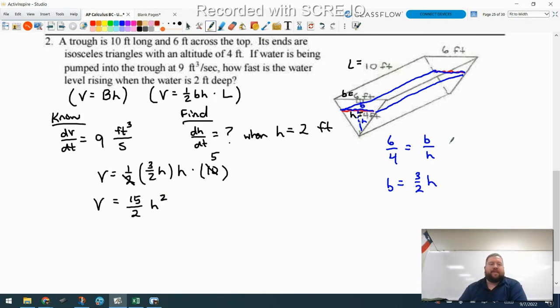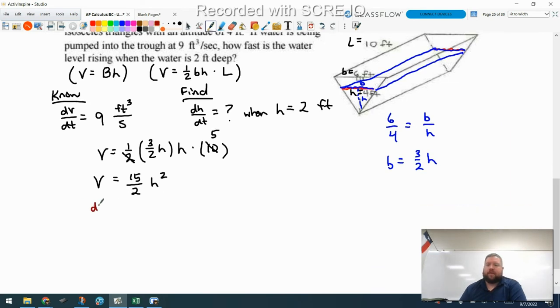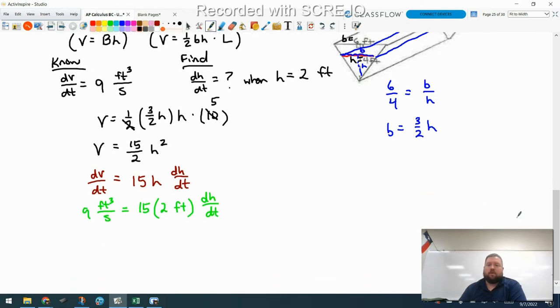All right, now we're ready to take the derivative. dV over dt is equal to, multiply by 2, you get 15 h dh over dt. Plug in what we know. We know that dv over dt is 9 feet cubed per second. 15, we know h is equal to 2 feet. And then what we want to find is dh over dt. All right, so I should be able to divide by 30 feet.